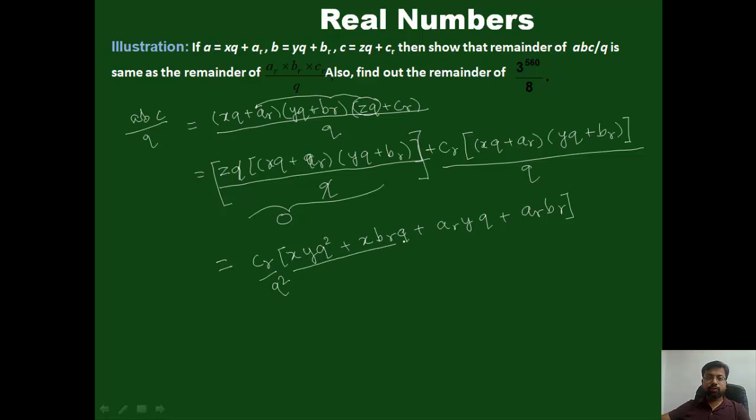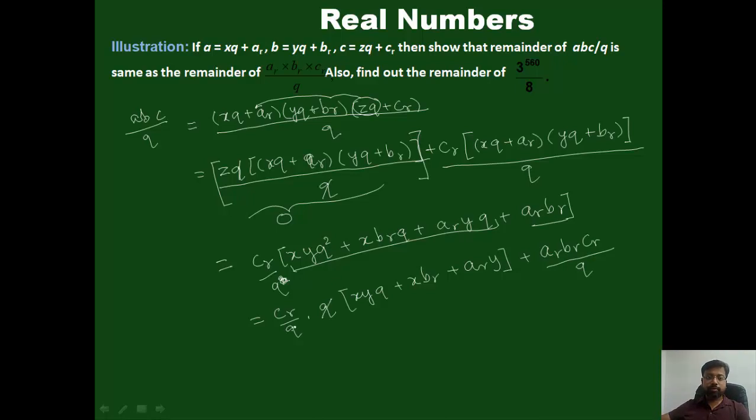Now what you see is for all these numbers there is a Q, right? So in each of these cases, sorry, you don't have Q square, you have Q. So in each of these cases, you can take Q common. So it will be equal to CR by Q into Q common. You have XYQ plus XBR plus ARY, right? And you have ARBRCR divided by Q. This number, AR into BR multiplied by CR will give you ARBRCR divided by Q.